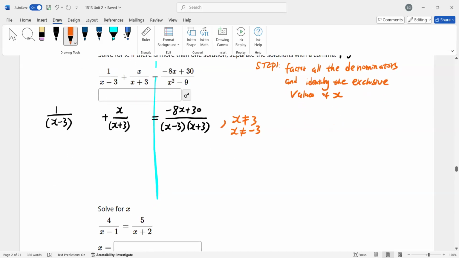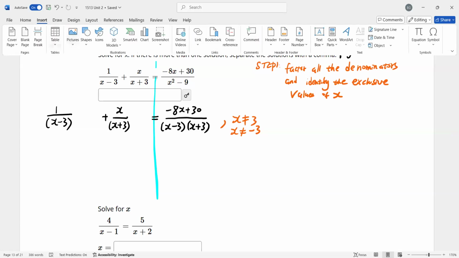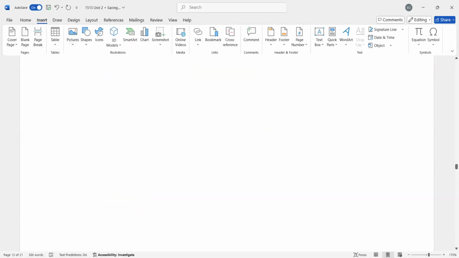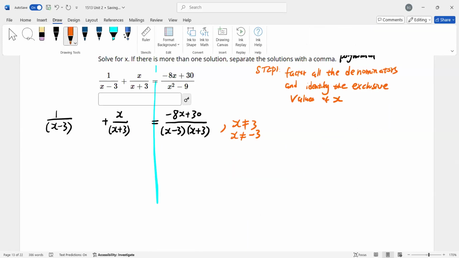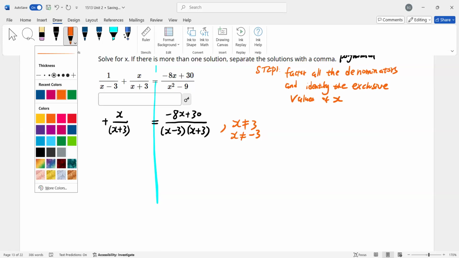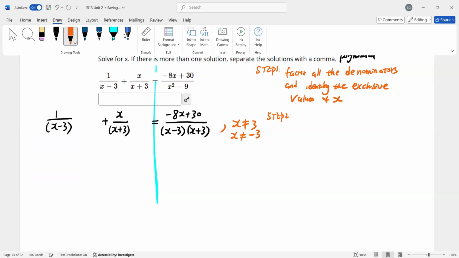Second step, I need more space. Sorry about that. Insert page break. Okay, now we have enough space. Step 2: find the LCM of all the denominators.